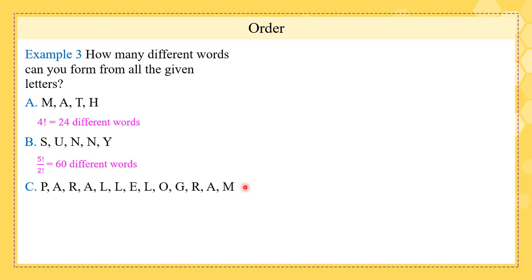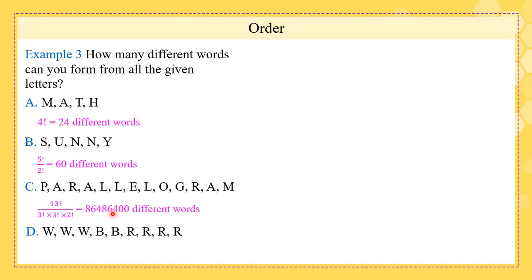While this is parallelogram, it contains 13 letters, and we have letter A is repeated 3 times, so we divide it by 3 factorial. Letter R is repeated twice, so we divided here by 2 factorial, and letter L is repeated 3 times, so we divide by 3 factorial, and this would be the number of different letters. You see how huge is this number?